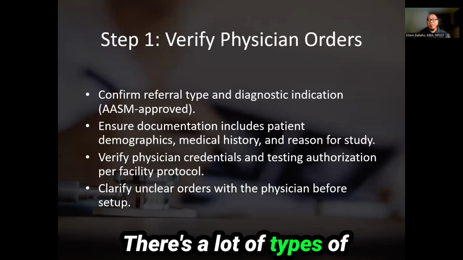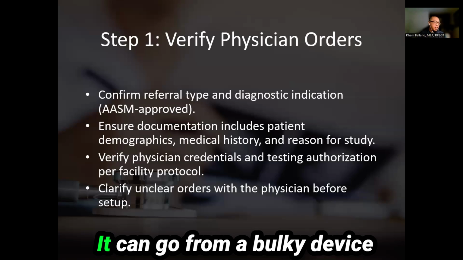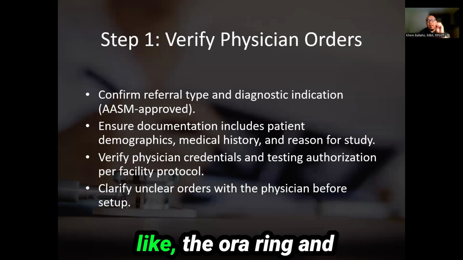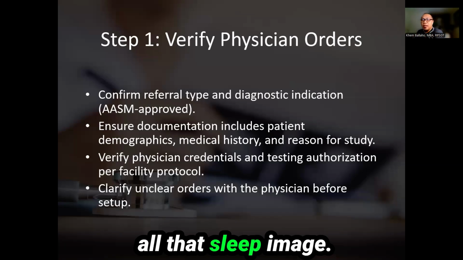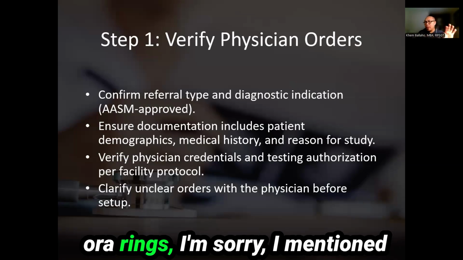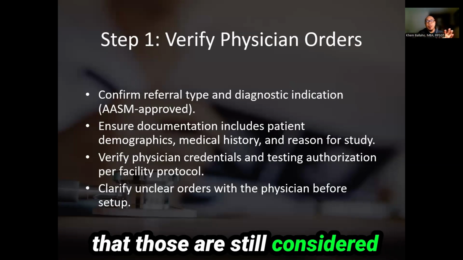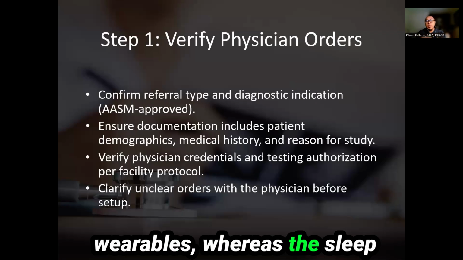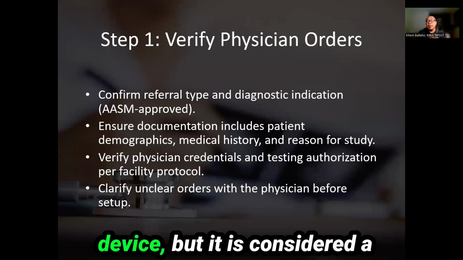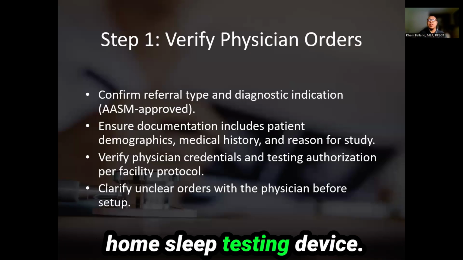So home sleep testing, there is a gamut. There are a lot of types of home sleep testing devices. It can go from a bulky device to a very miniature one. You even have now wearables like the Oura Ring and all that, and Sleep Image. They're very tiny devices, but the Oura Rings, I'm sorry I mentioned that, those are still considered wearables, whereas the Sleep Image is also a ring type of device, but it is considered a home sleep testing device.